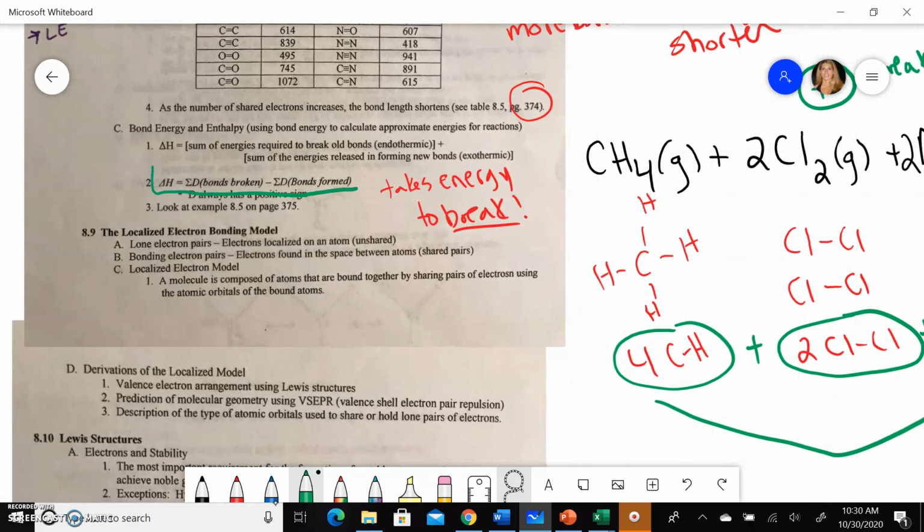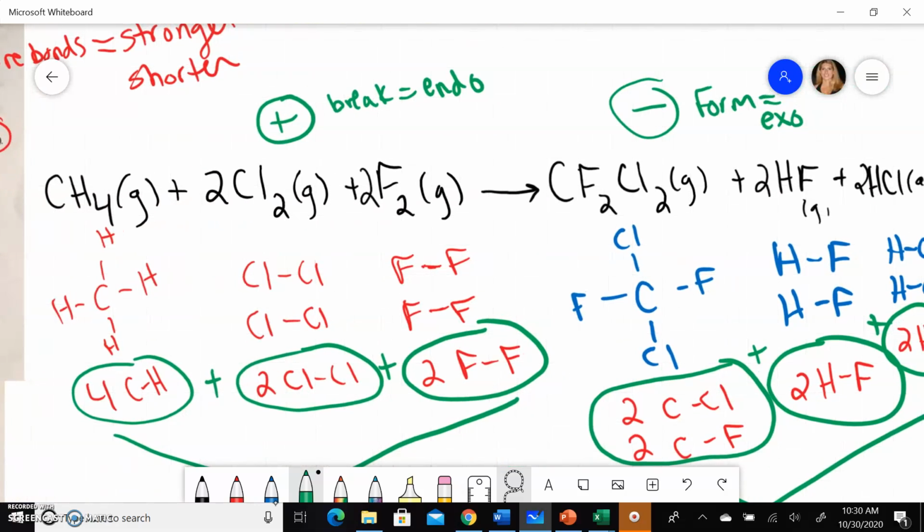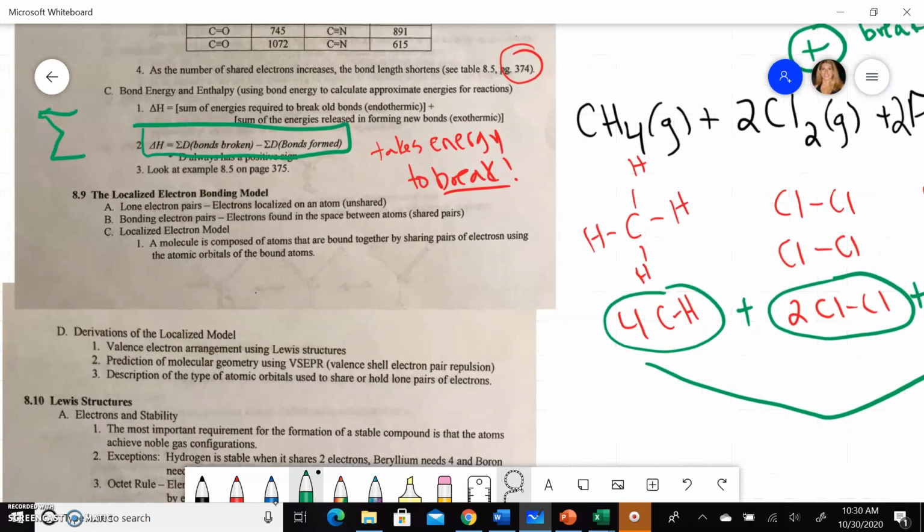So we're going to say the sum, so that's sigma, this is a Greek letter sigma, it's like a sideways M, it means the sum of. So you're going to do the sum of the bonds broken, and then you're going to subtract the bonds formed, because remember that's going to be exothermic, so it's going to be a negative sign for the bonds formed. And then you can compare, and if your overall delta H is negative, then that means the overall reaction is exothermic. If your overall delta H is positive, that means it's endothermic.